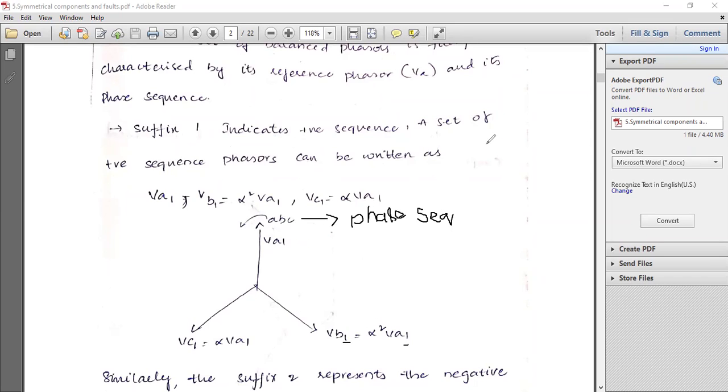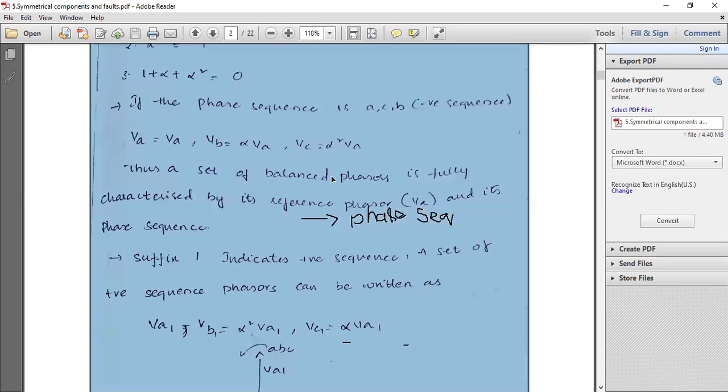Now basically we talked about that 3 sets of balanced phasors will be generated from the unbalanced phasors. Those 3 sets are positive set, negative set, and zero sequence components. All positive sequence phasors are represented with VA1, VB1, VC1. All negative sequence phasors are represented with VA2, VB2, VC2. Similarly, the zero sequence components are indicated with VA0, VB0, and VC0. Now, as far as the positive sequence components are concerned, now you see here.